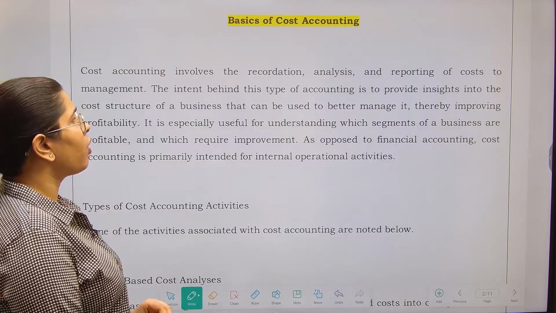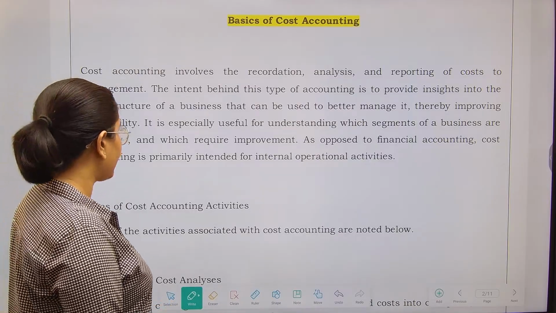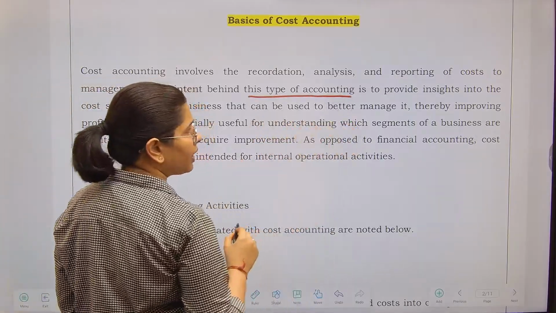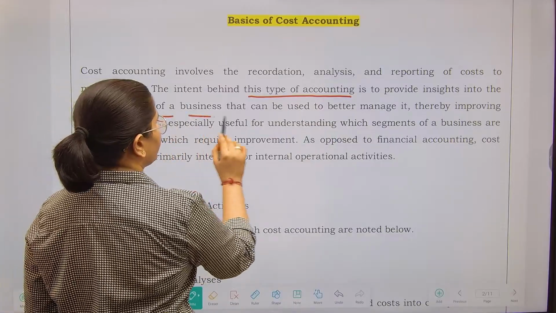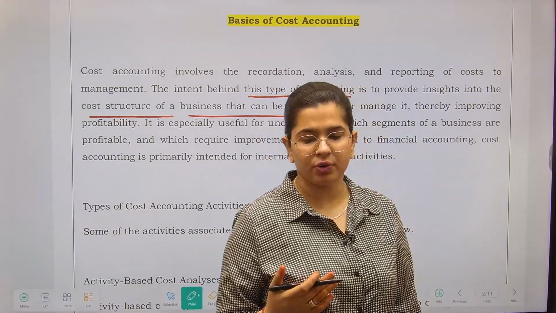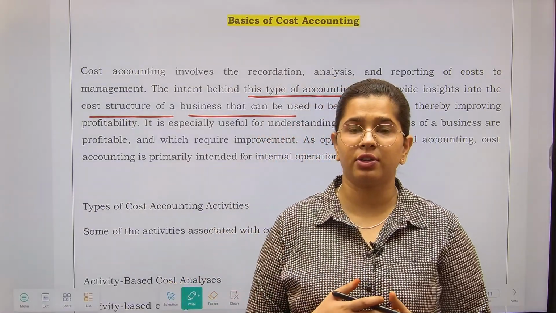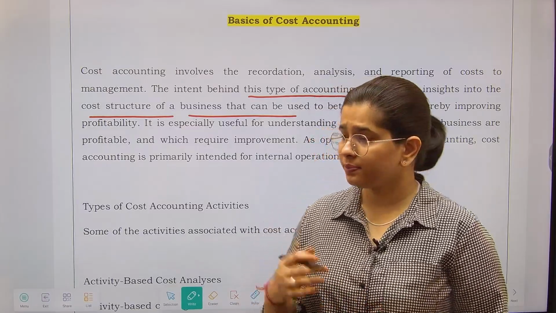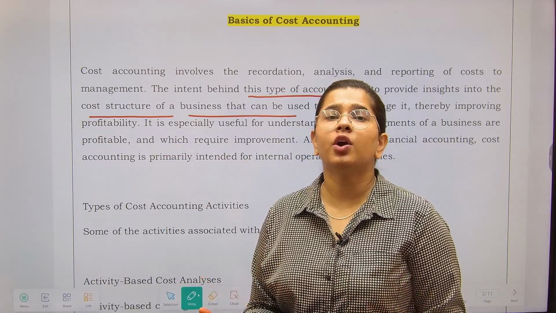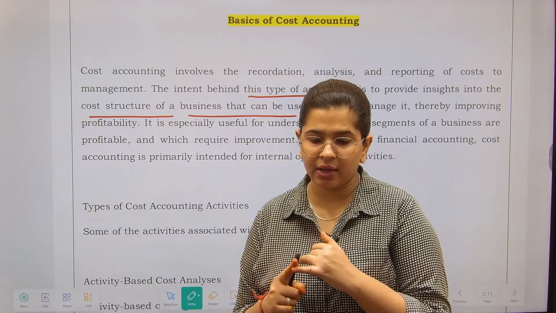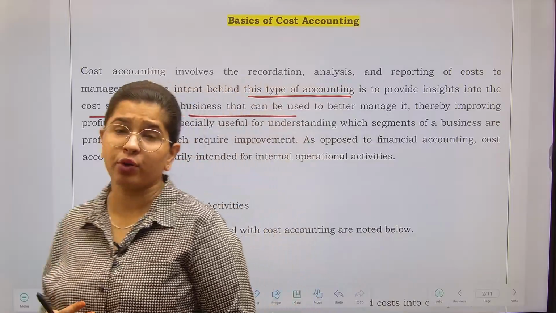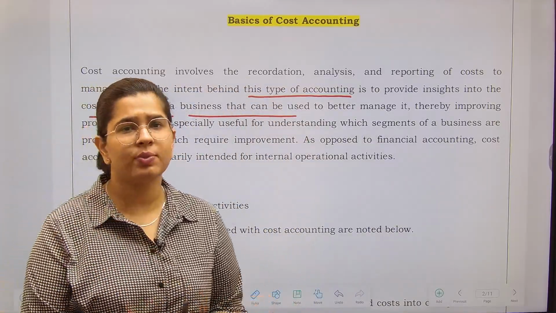So cost accounting is what? Cost accounting is recording, analyzing and reporting of the cost to management. The intention behind this type of accounting is to provide insights into the cost structure of the business that can be used to better manage it. See, under financial accounting, we are recording all sorts of expenses and all sorts of incomes. But in cost accounting, we are looking at the cost. I am looking at what is my material cost, what is my labor cost, what is my manufacturing expenses, and all such things. Why am I looking for them? Because management needs the information.